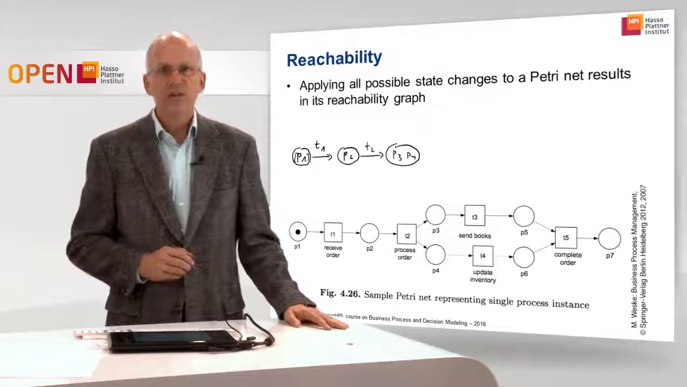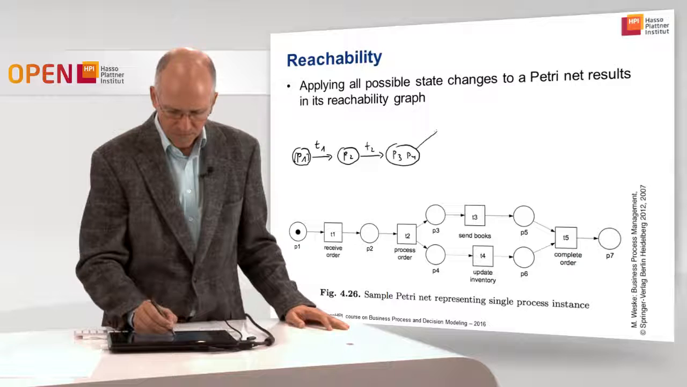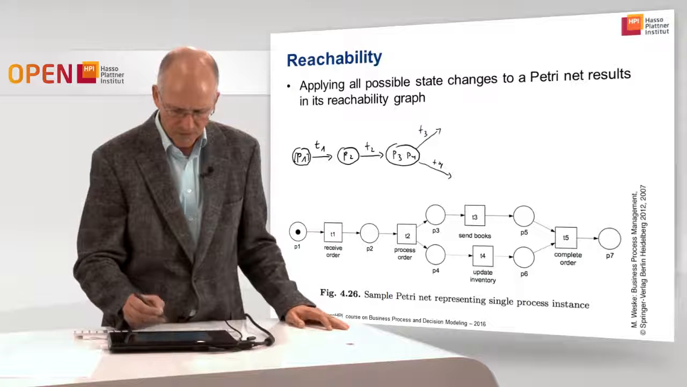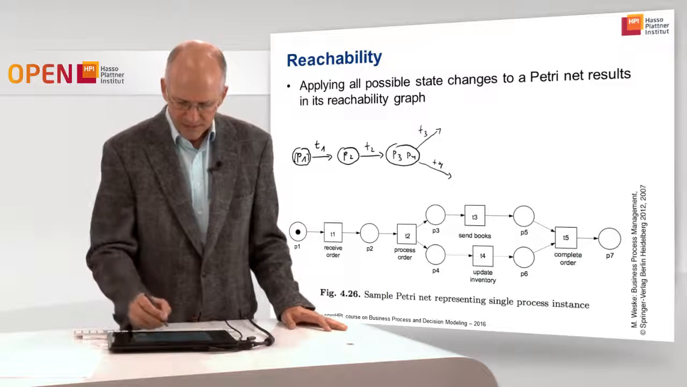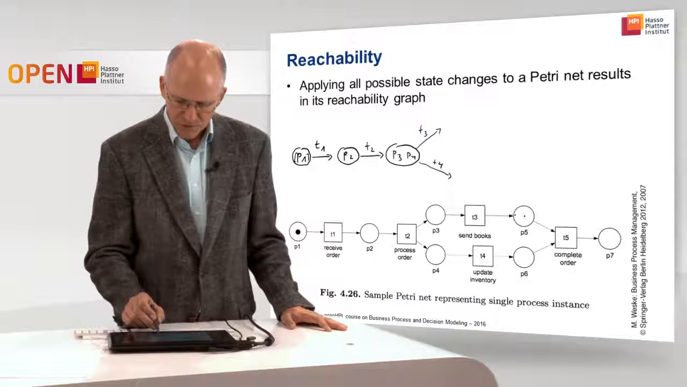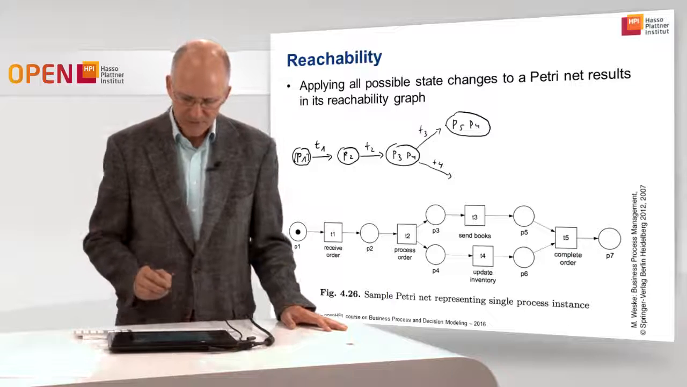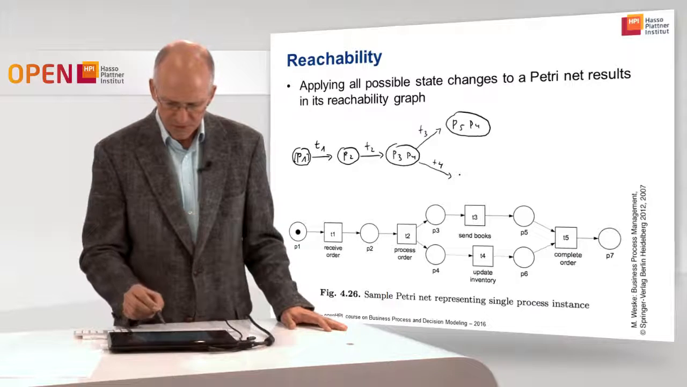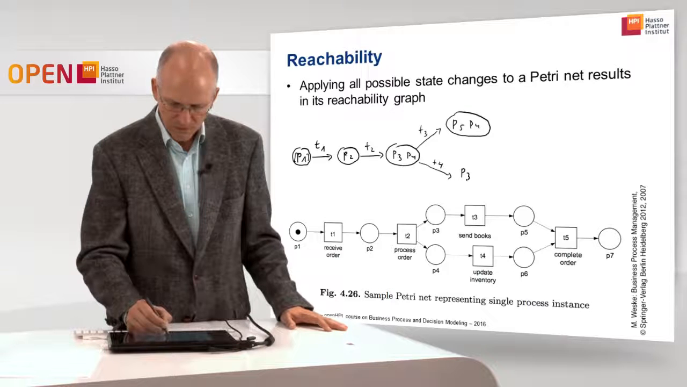In P3, P4, we have concurrency because two different things can happen. Either T3 can fire, or T4 can fire. Both can fire because one token is on P3 and one token is on P4. After T3 has fired, the token goes from P3 to P5, resulting in P5, P4. If, on the other hand, in state P3, P4, T4 fires, we end up in state P3, P6.